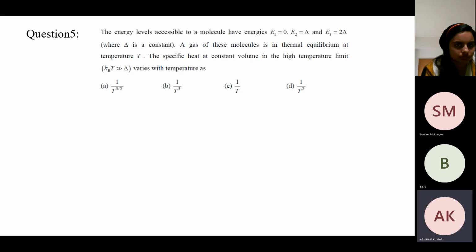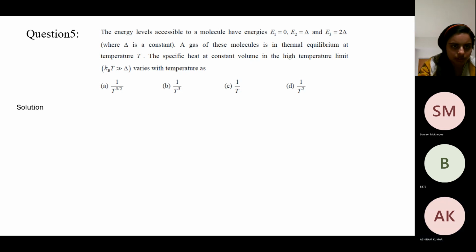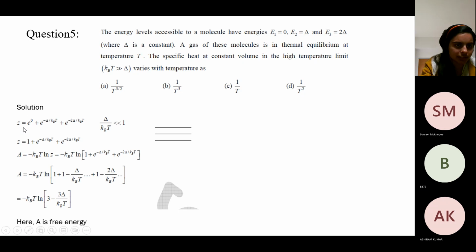Sum over all states of e to the power minus beta E_n. So that means the expression for the partition function would be something like this, right? From here, A is the free energy. So if you have to find the free energy, we get an expression like this, correct? And we have used the series expression for the individual exponentials to get an expression of this kind. So that's fine. We get the expression for the free energy.